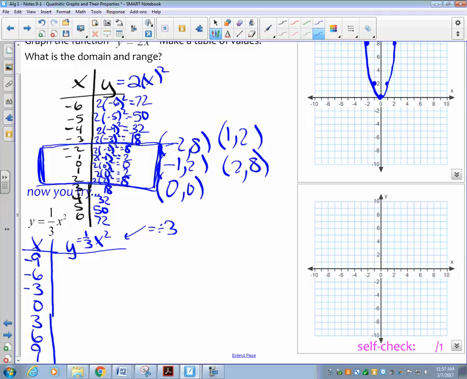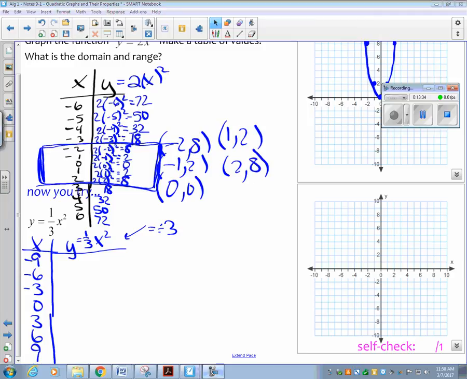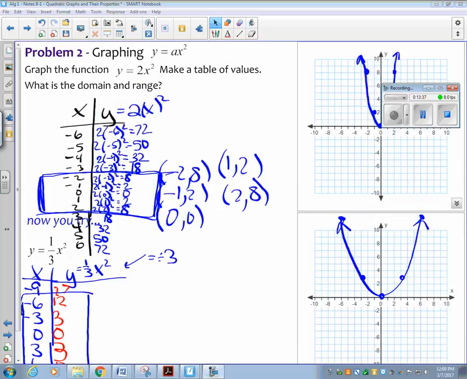So that's working smarter, not harder. You guys are going to square these numbers and then divide by 3. Because remember, exponents happen before we have multiplication. So take a moment, fill out this table. We need to wrap up these 2 problems.